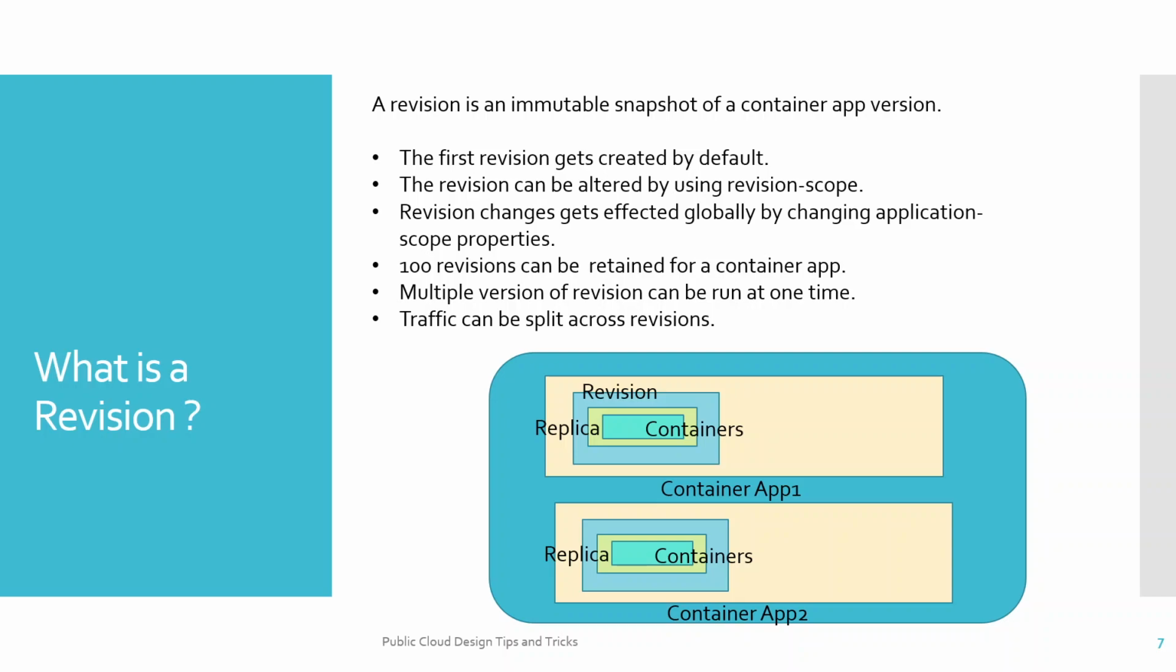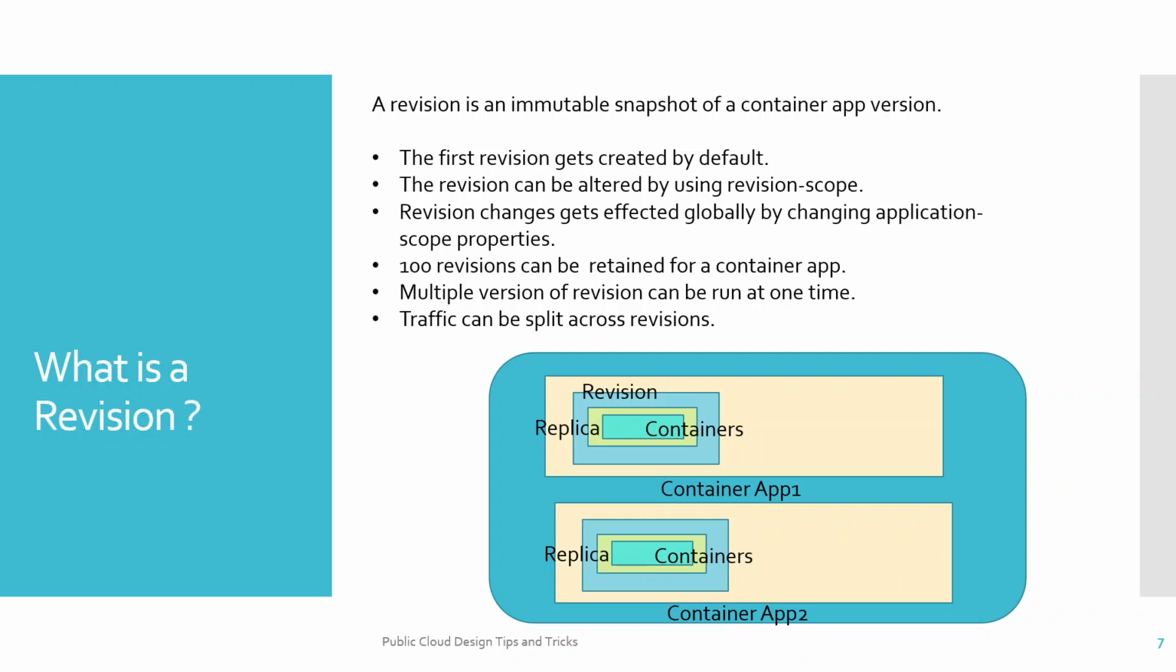Now, when you alter the revision using the revision scope, which is very specific to a container application, your second version gets created and so on. Revision changes get effected globally. Let's say you want to change something across the revisions, like the number of revisions, then it's called a global change, and that comes within application scope properties. At any point of time, you can retain 100 revisions in a container app platform. Multiple versions of a revision can also be run at a time.